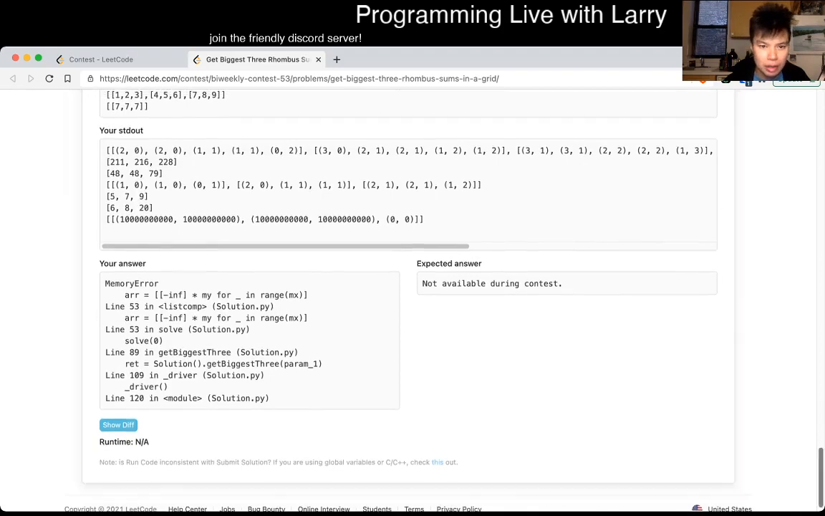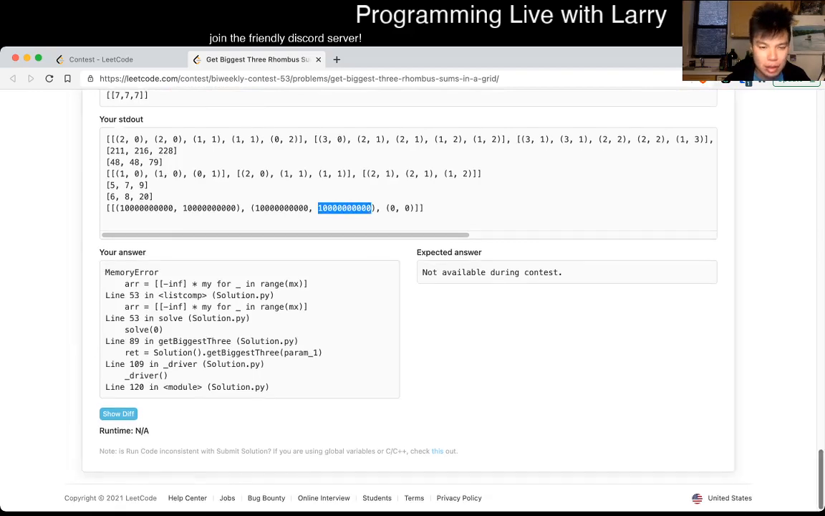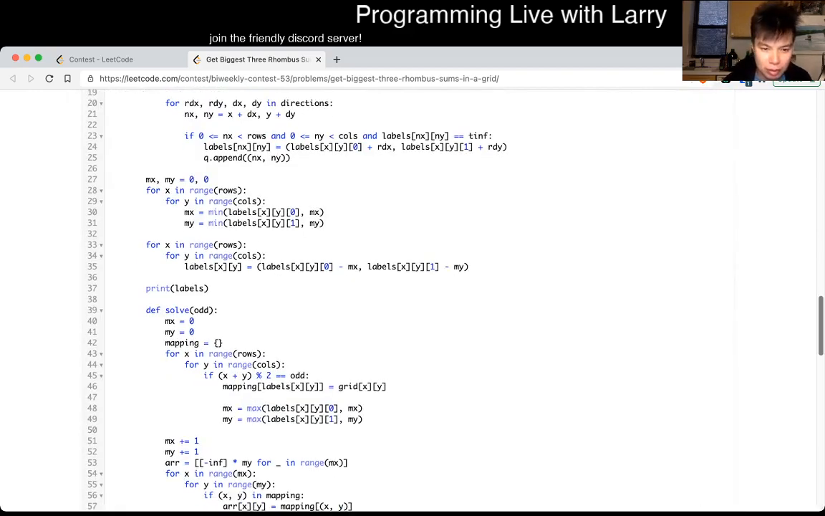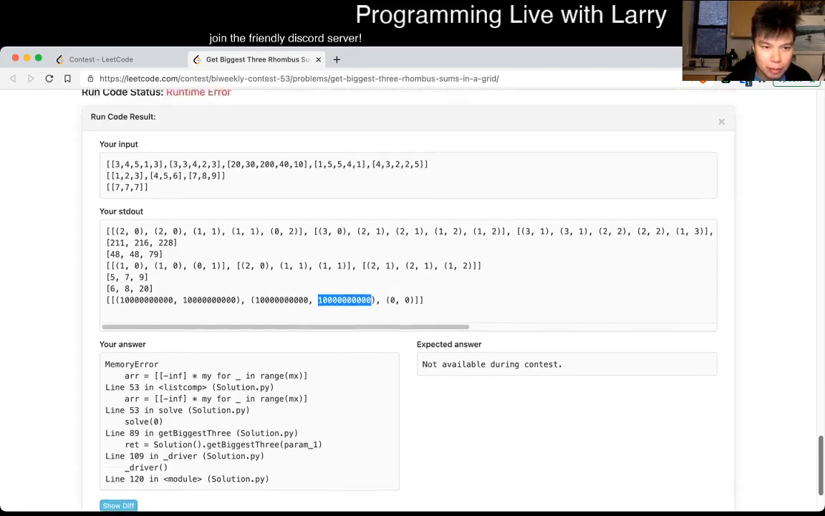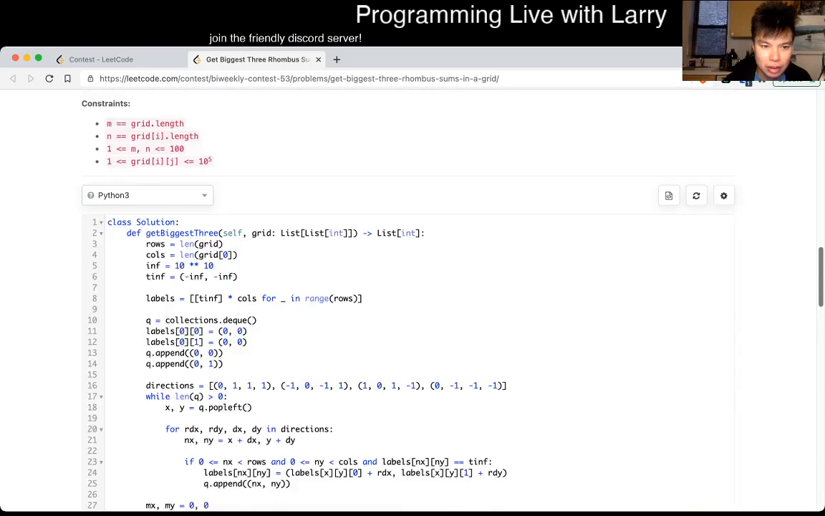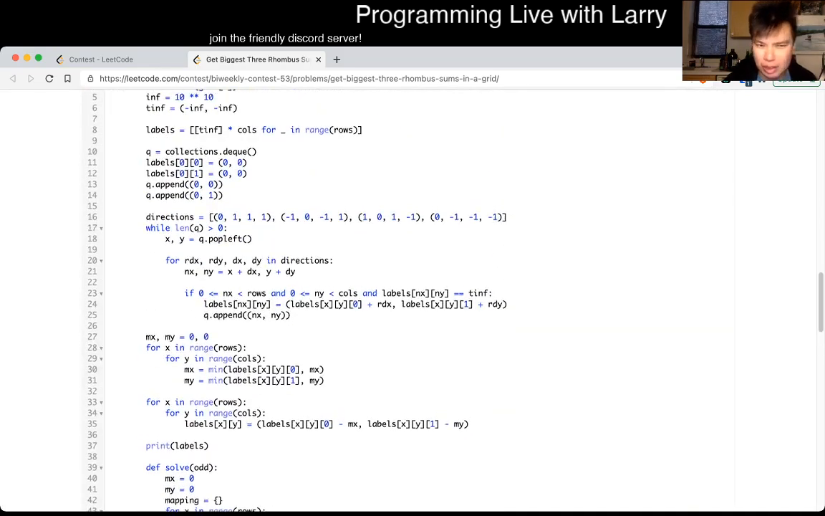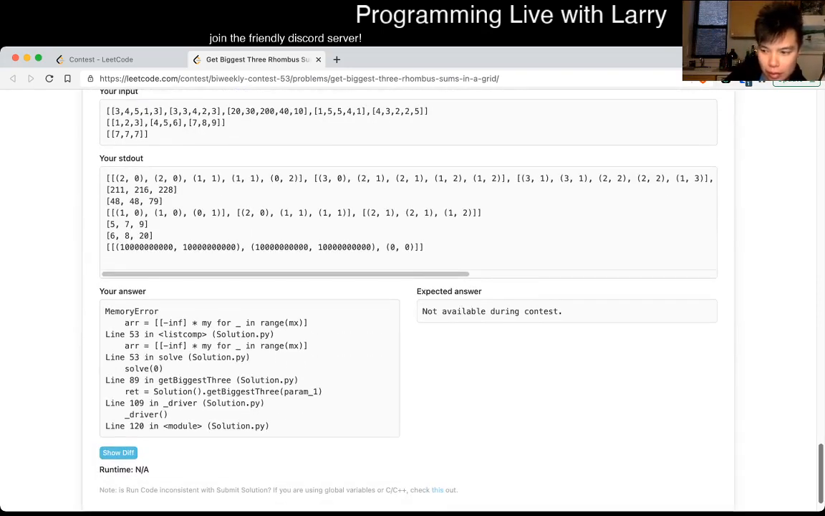Oh, because my mapping is weird. So I get like 1,000,000 or whatever it is, because I wasn't testing these things before. What? How did this happen? Oh, I see, because you can't reach all these cells. Well, that's unfortunate. Because basically my mapping stuff is wrong.